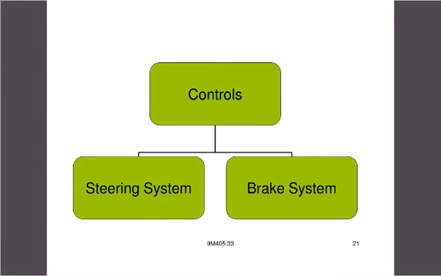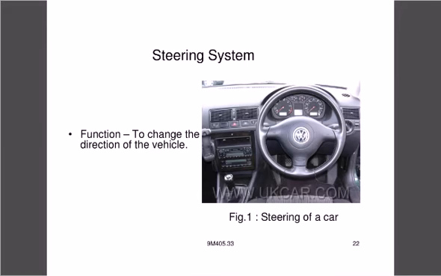So the next component of the chassis is the control system. Generally two types of control systems are there. The first one is the steering system and the second is the braking system. The steering system is used to change the direction of the vehicle. It consists of a steering wheel which the driver will operate. If the steering wheel is moved in the clockwise direction, then the vehicle will move towards the right side. If the steering wheel is moved in the anti-clockwise direction, then the vehicle will move towards the left side.